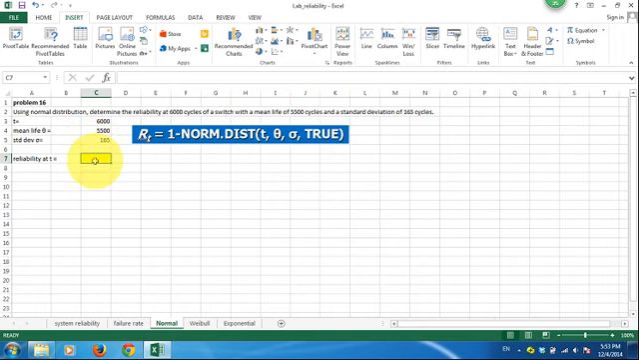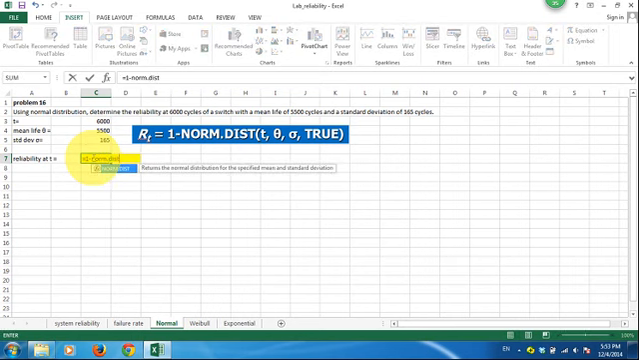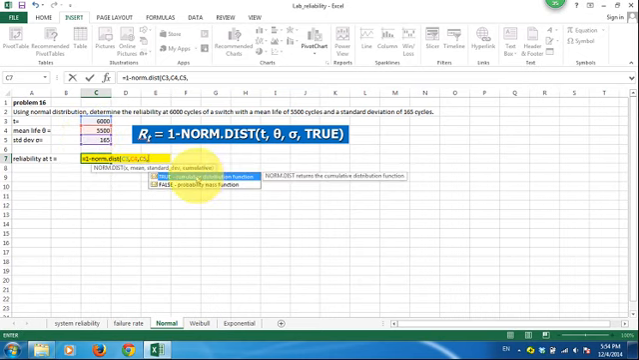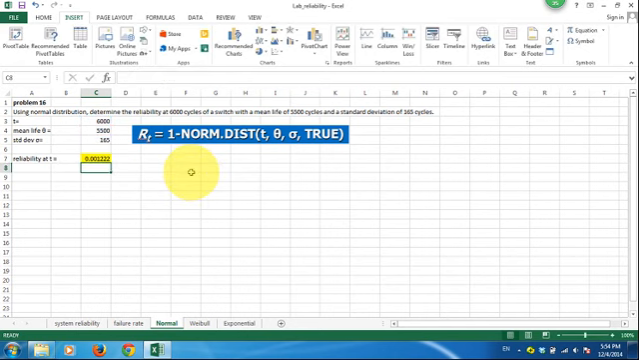So sigma is 165, and therefore the reliability at time period t is 1 minus the NORM.DIST, and the first parameter is the t, second parameter is the mean life, third parameter is the standard deviation, and the last parameter is true. So we want to find the cumulative distribution, and therefore it returns 0.001222. This is a very small reliability. That means a very small portion of the product will actually last longer than 6,000 cycles.